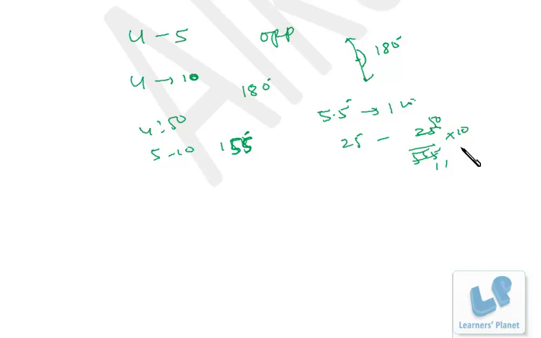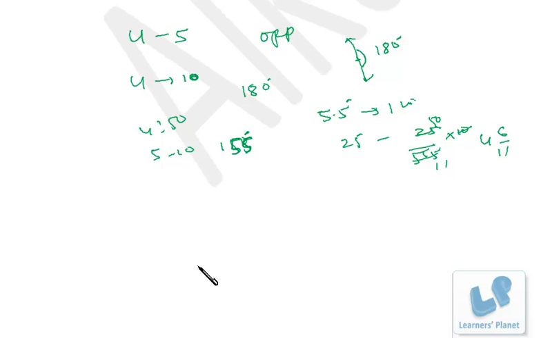so it's 50 by 11 minutes. So 50 by 11 more minutes after 4:50, right? 50 by 11 is 4 6 by 11. Okay, so 4 6 by 11 minutes after 4:50.